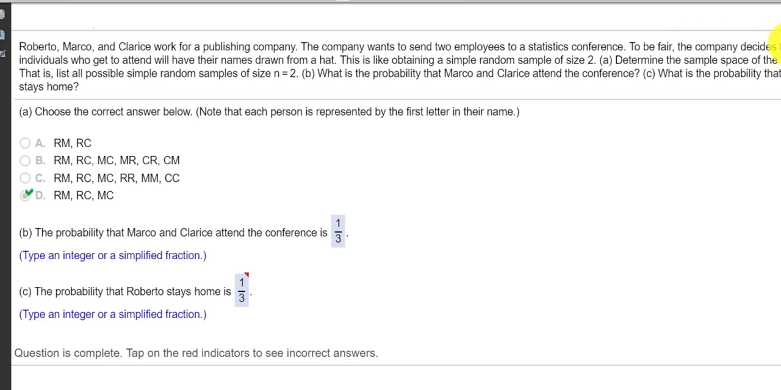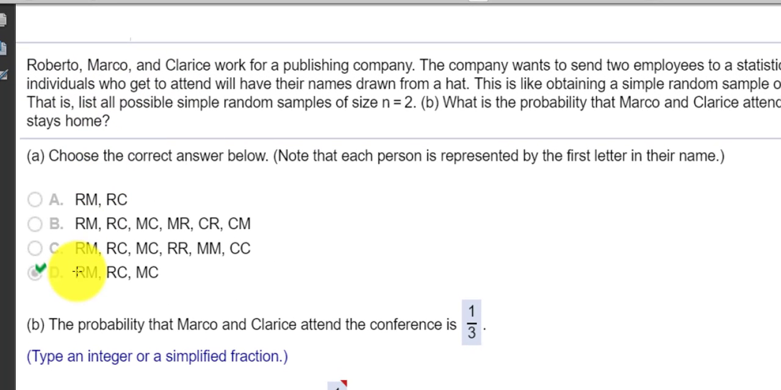So to be fair, we're going to put the names in a hat and select two names out of that hat. If we take a look, the different combinations we can do here would be Roberto and Marco, that's RM, Roberto and Clarice, that's RC, and then Marco and Clarice, that's MC, right? So it looks like you selected this correctly. The number of possible outcomes would be 3, right?